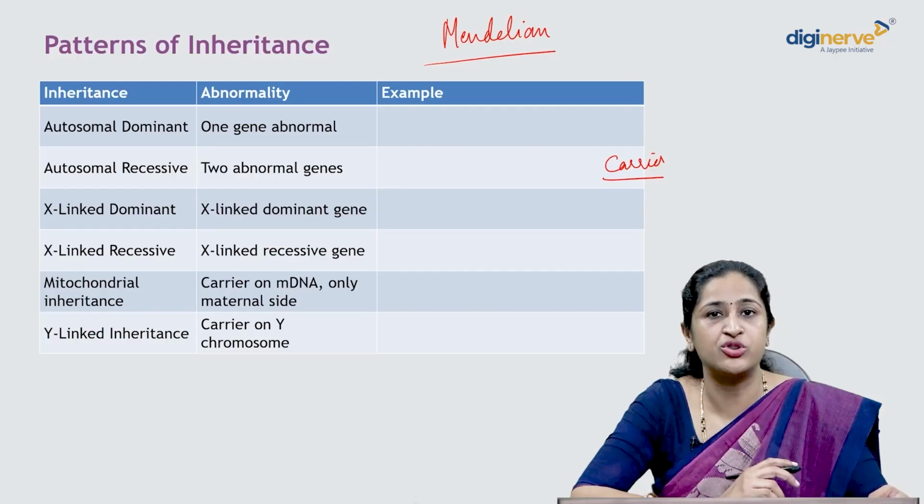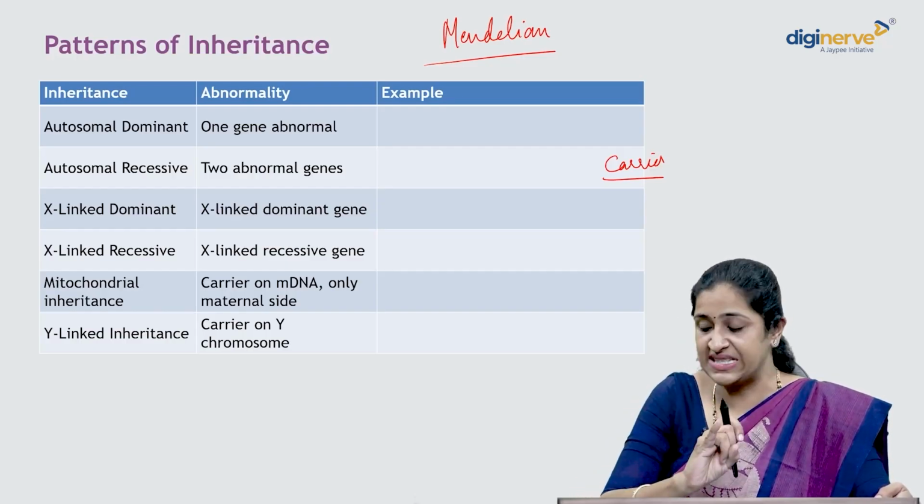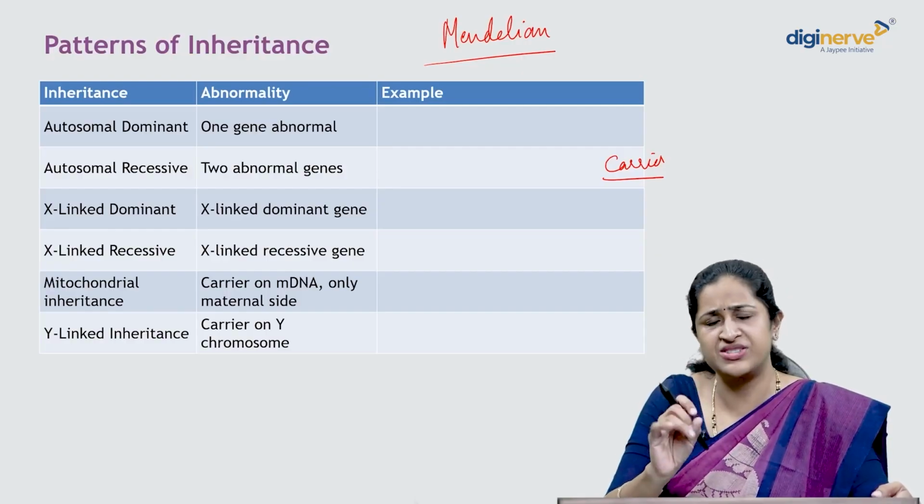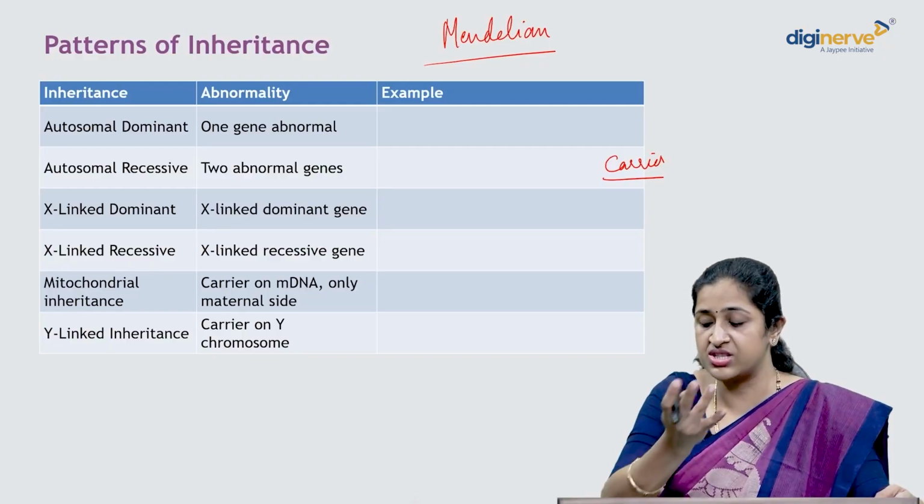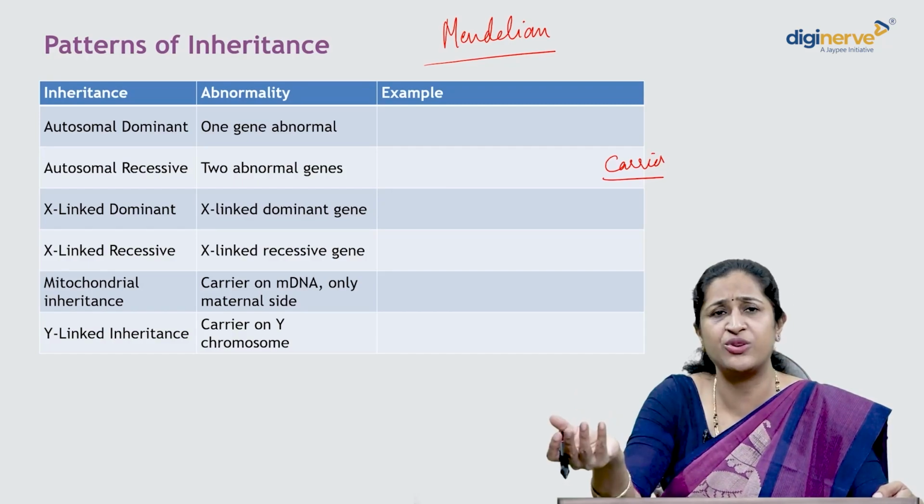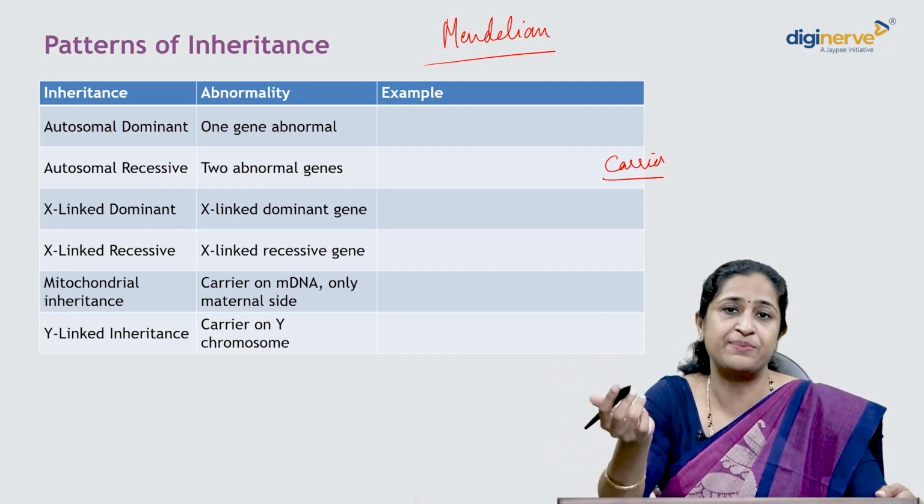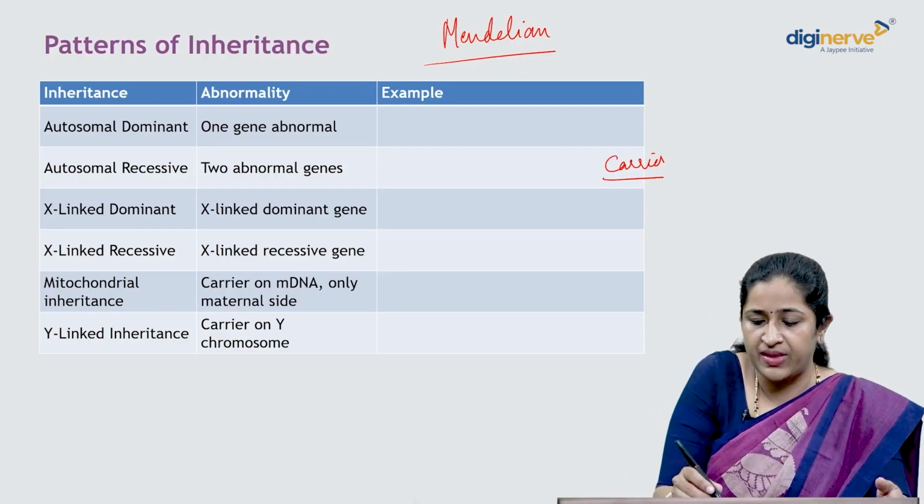Now examples for autosomal recessive conditions are, you must remember these: sickle cell anemia, thalassemia major, 2 very important hematological conditions, cystic fibrosis, galactosemia, Gaucher's disease, Niemann-Pick disease, phenylketonuria. These are some of the examples of autosomal recessive. So let's just write them down.